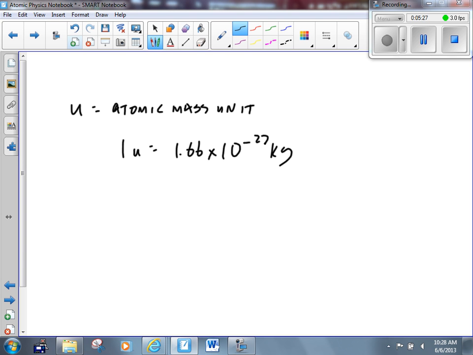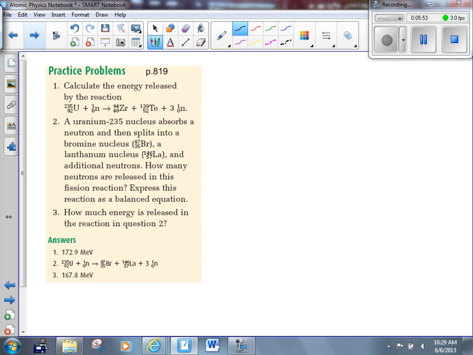Yesterday you had 3 problems to do for homework, which involved mass defect and binding energy. Okay, we needed to find in those 3 problems the mass of the left-hand side, the mass of the right-hand side, subtract them, then convert that mass defect in atomic mass units to kilograms, and then use the equation E equals mc squared in order to find the energy that's released, or the binding energy here. Those questions that we had last night were on page 819. Any issues with any of those 3 questions on page 819, please?